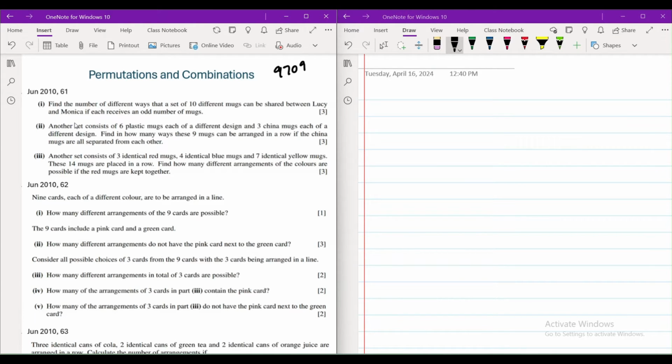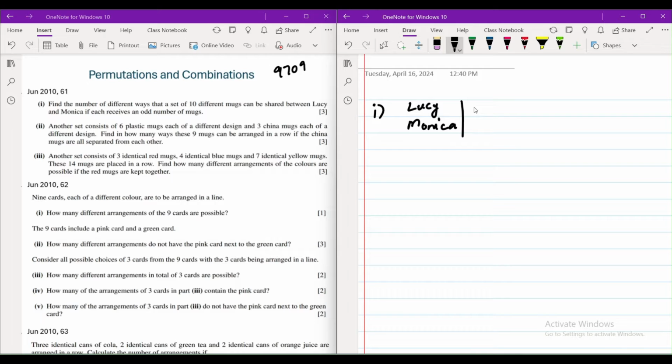I don't remember what the question number was, but find the number of different ways that a set of 10 different mugs can be shared between Lucy and Monica if each receives an odd number of mugs. Now, odd number of mugs, and we have to share 10 different mugs. So let's see the options that we have. So we have Lucy, we have Monica.